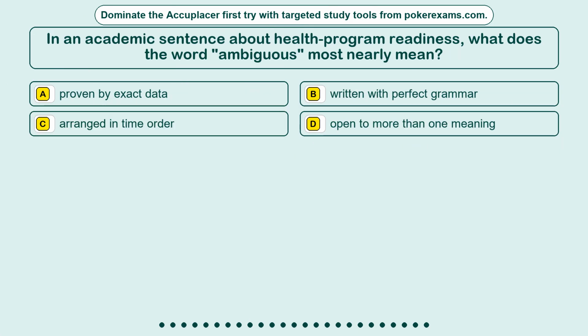Question 15. In an academic sentence about health program readiness, what does the word ambiguous most nearly mean? Option A. Proven by exact data. Option B. Written with perfect grammar. Option C. Arranged in time order. Option D. Open to more than one meaning.